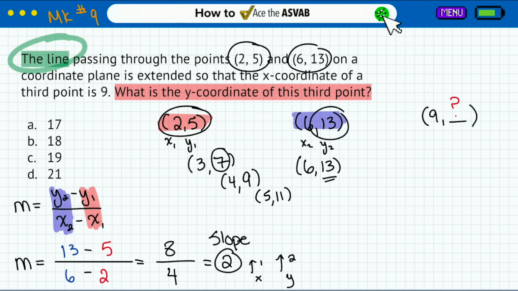Look at that. So we proved it. We found the right slope, which means we can continue applying it from 6 to get to 9. So we know that we can go, and I'm showing you the really rudimentary way. If you know your mental math, you know that there's a much quicker way to do this.